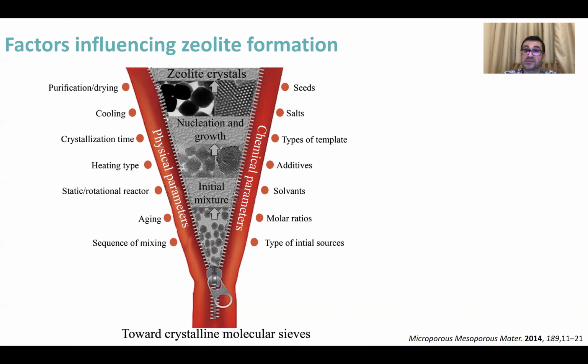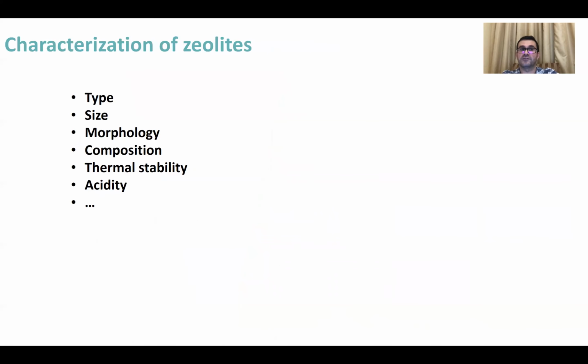And after having your zeolite and studying the factors that influence it, you adjust them, and then you have to study the characteristics of your zeolite: what type it is, what size it is, what the morphology is, what the composition is, how stable it is, how acidic it is. All these questions will be answered by unit 2.